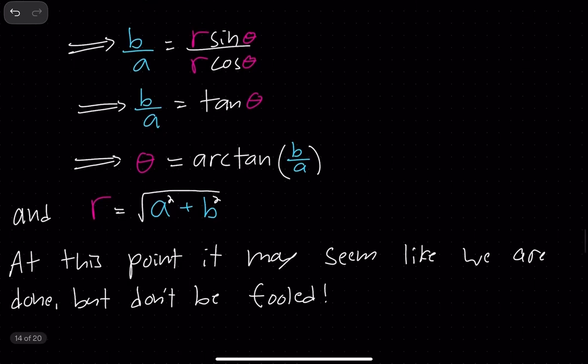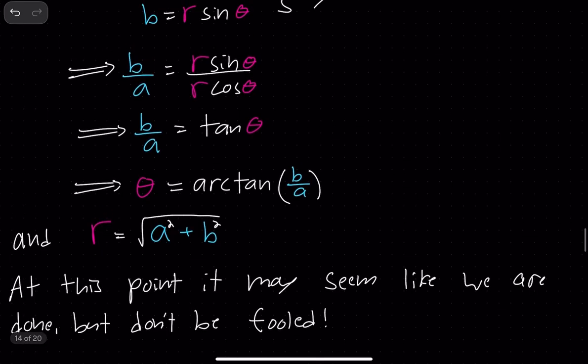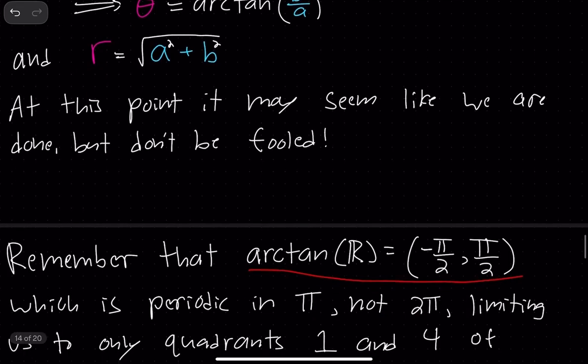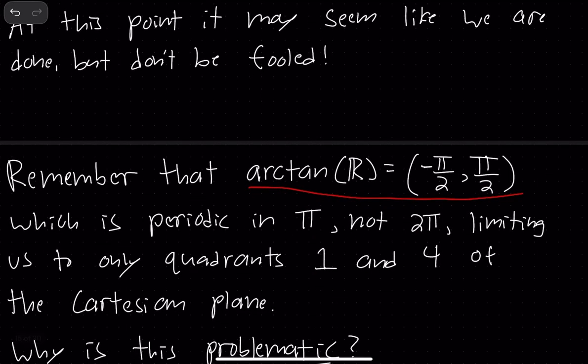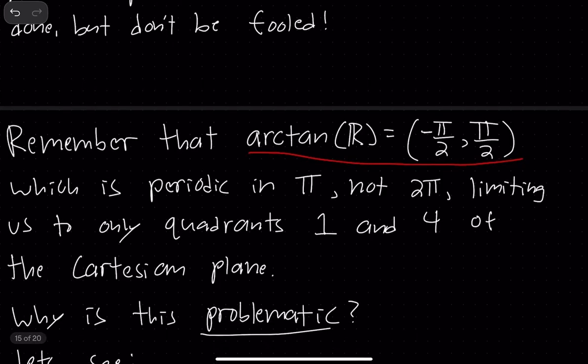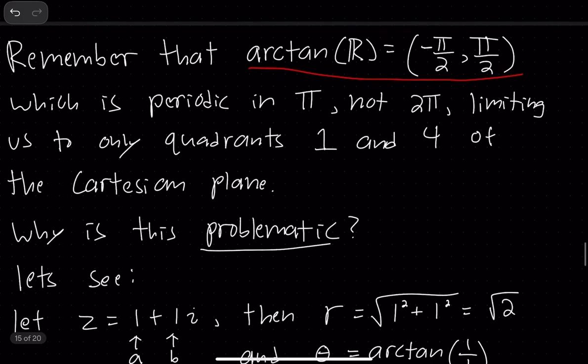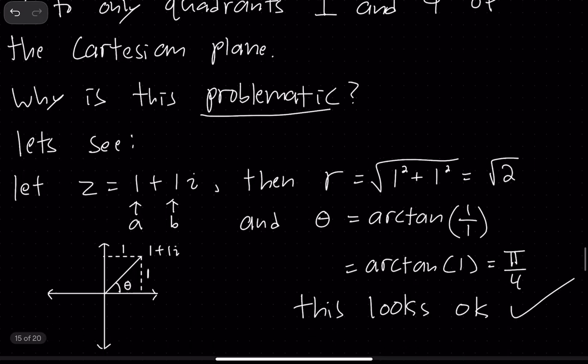And so at this point it may seem like we're done, right? It's just that simple. But don't be fooled, because we have to remember that for arctangent, the domain is just the real numbers, but the range is limited to negative pi over 2 to pi over 2, which is just the right portion of the Cartesian plane. And that's periodic in pi, not 2 pi. Again, which limits us to only quadrants 1 and 4 of the Cartesian plane. So let's see why this is actually a problem.